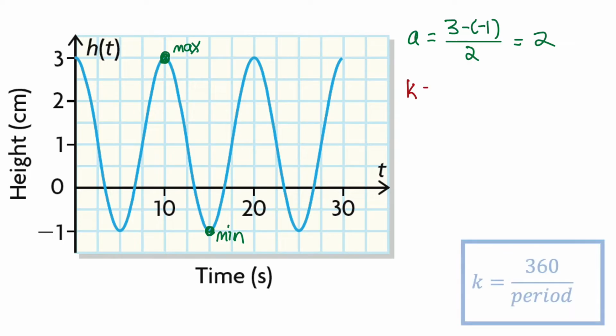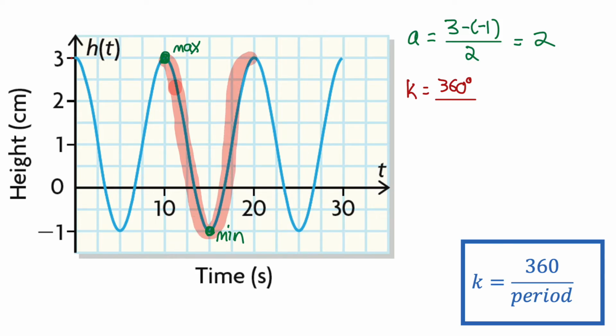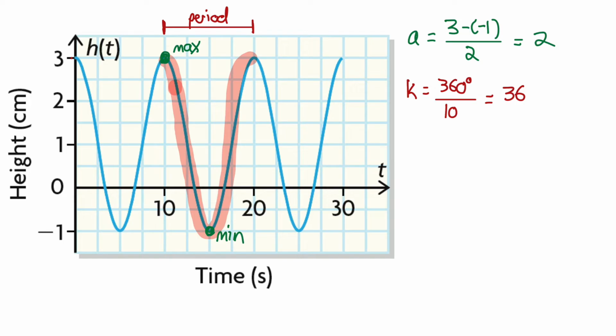Next, we can find the k value by doing 360 degrees divided by whatever the period of this function is. The period of this function, I'll highlight one cycle of this function in red here. Notice I started at a maximum point and the cycle will finish at the next maximum point. The horizontal length of that cycle is the period of the function. And its horizontal length, well, the cycle started at 10 and finished at an x-coordinate of 20, the distance between 10 and 20 is 10. So the period of this function is 10. 360 divided by 10 is 36, so my k value must be 36.